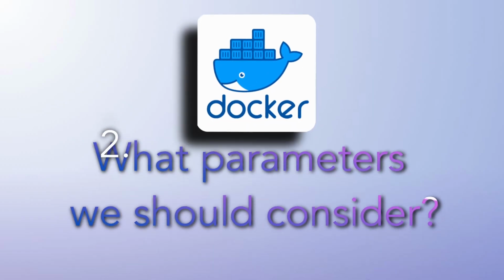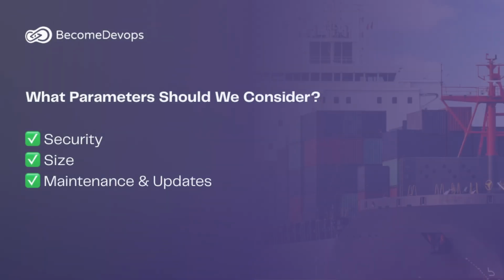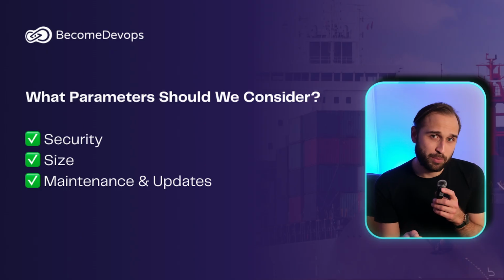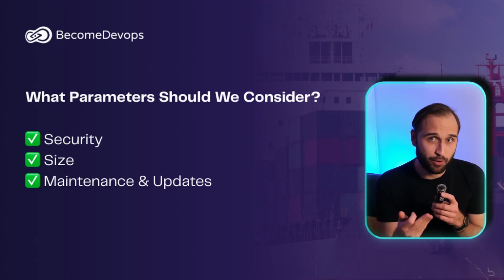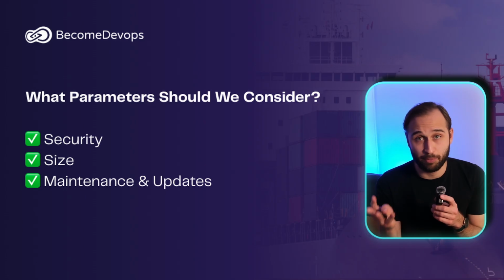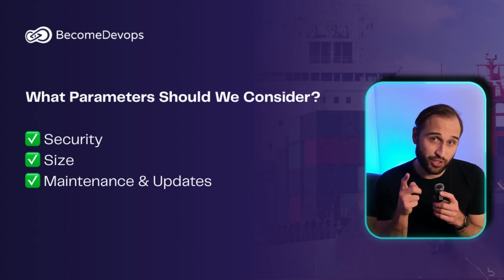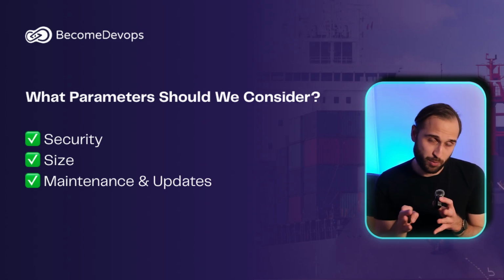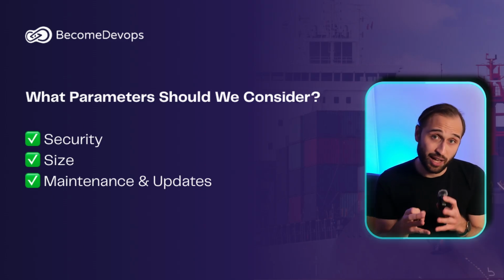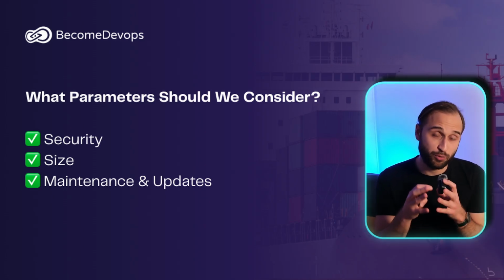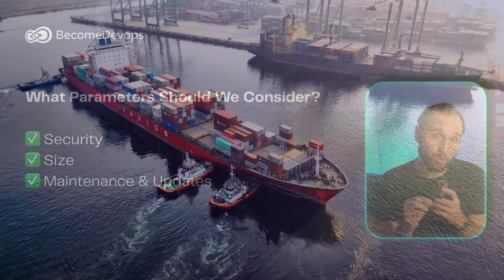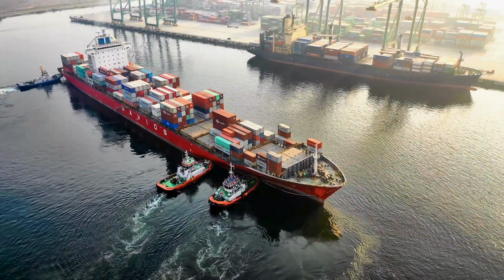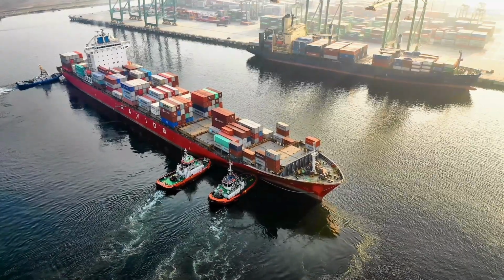Section 2, what parameters should we consider? There are many different parameters we can look at. So when you're choosing a base image, think about, for example, these key parameters. Let's start with security. First and foremost, smaller images have fewer packages, which results in fewer potential vulnerabilities. Distroless and slim images are great here because they include only what your application really needs.